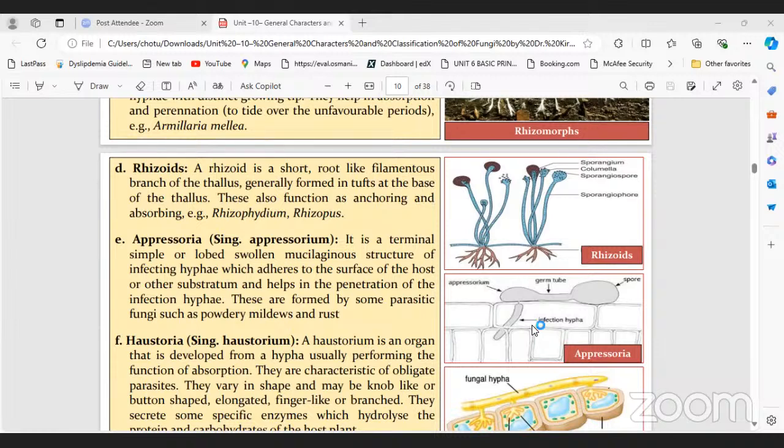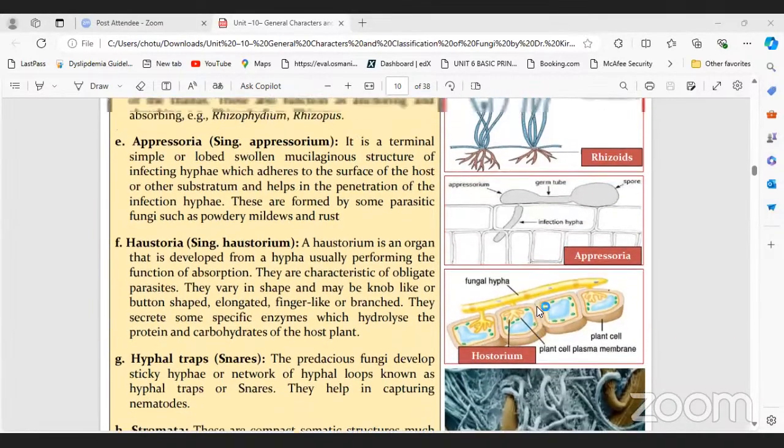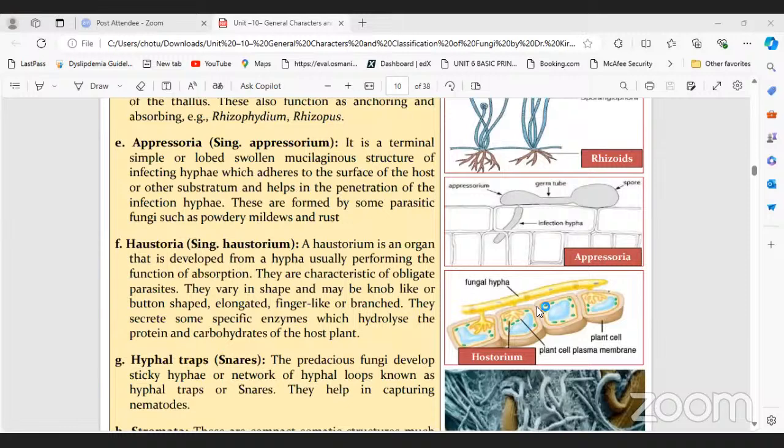Okay. Next one, coming to the Haustoria. See, this is the Haustoria. Haustoria, meaning, or Haustorium. Another name is called Haustorium.